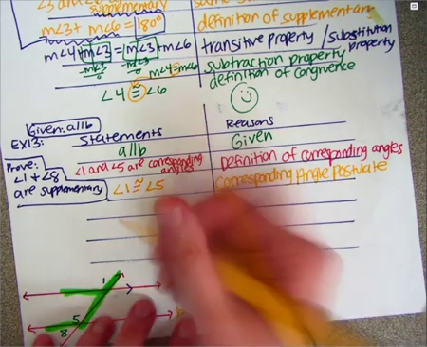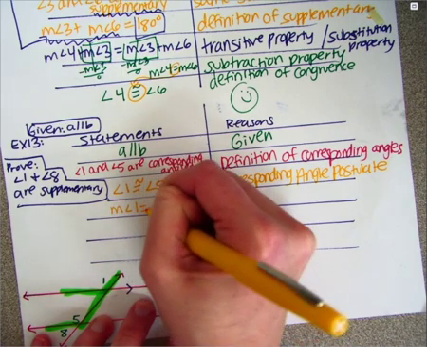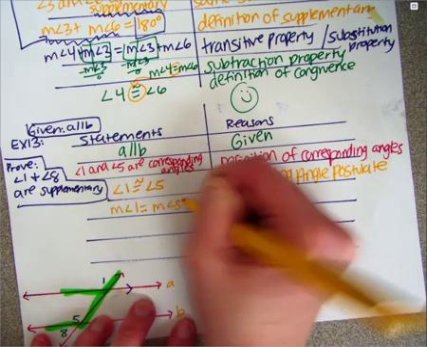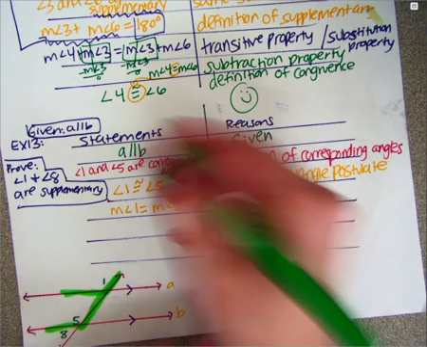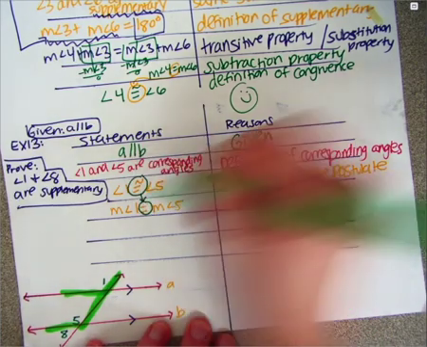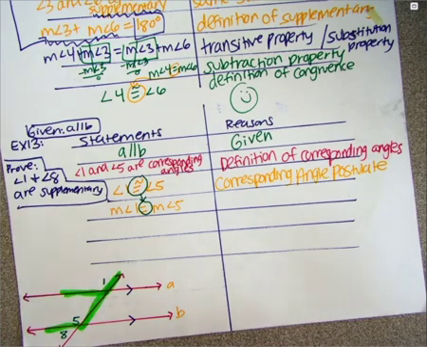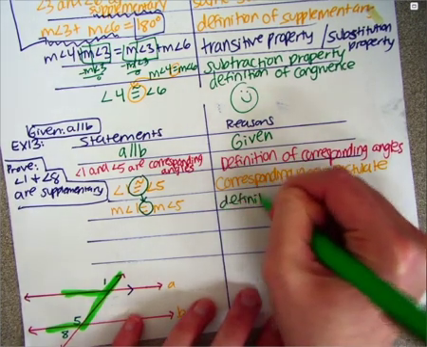So I'm going to say that since the angles are congruent, that means that their measures are equal. Since I've changed a congruent sign into an equal sign, what is our reason for doing that? It would be definition of congruence.